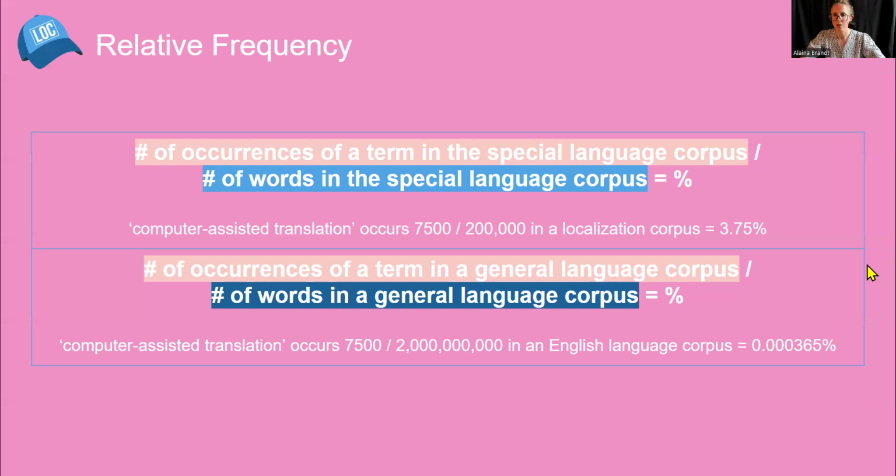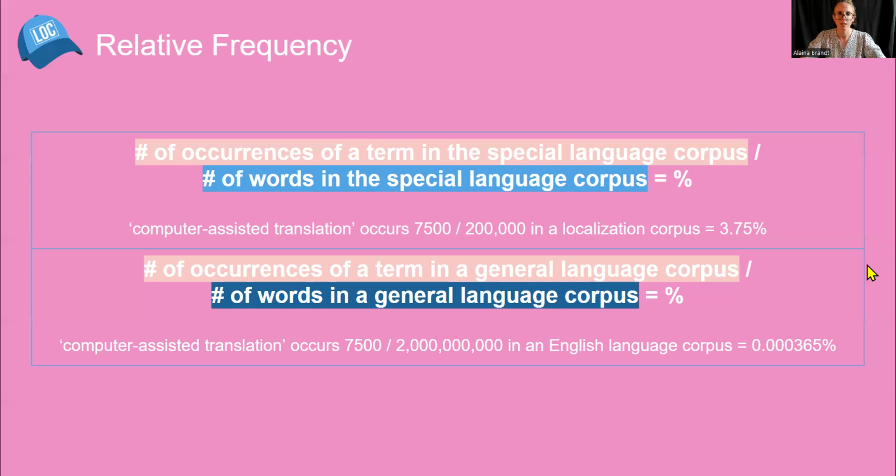If the localization corpus contains 200,000 words and the general language corpus contains 2 billion words, the relative frequency would be that computer-assisted translation has an occurrence rate of 3.75% in the special language corpus and 0.000365% in the general language corpus, which would be a sign that the term is indeed a term.